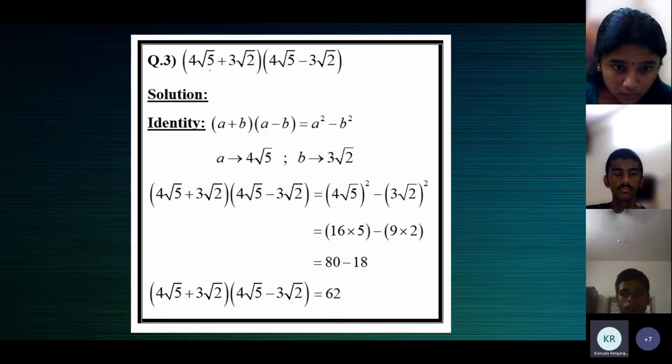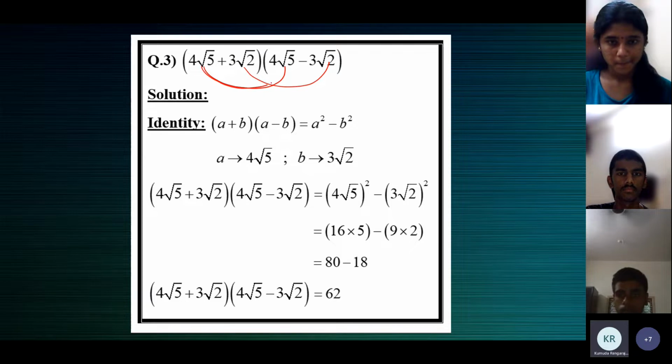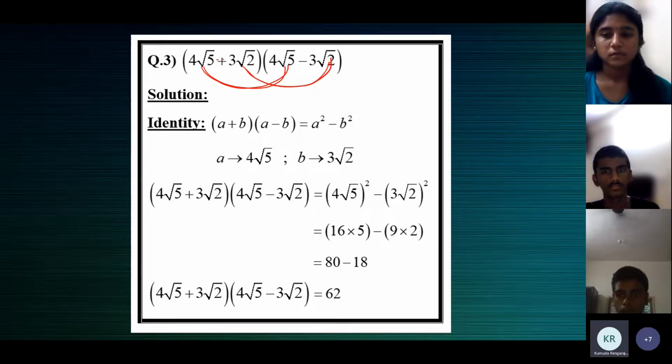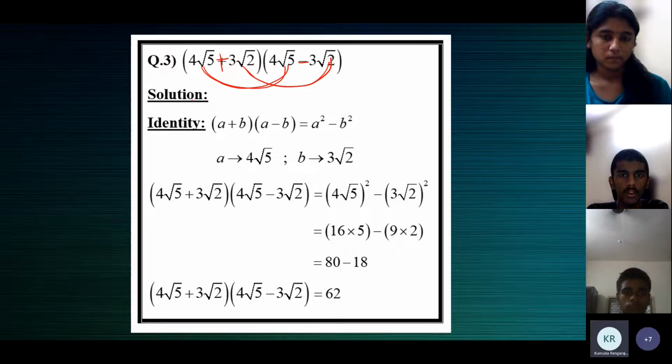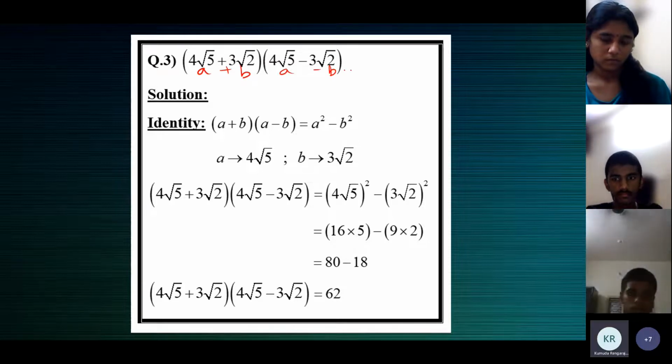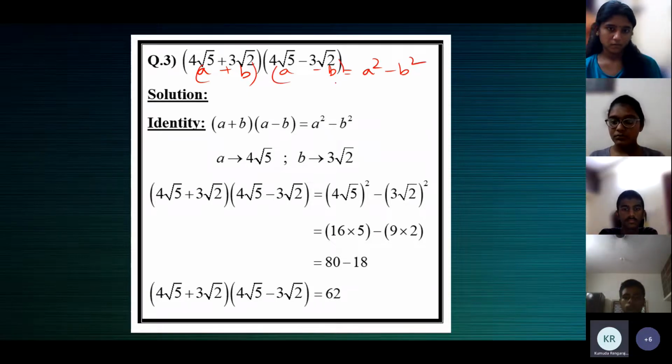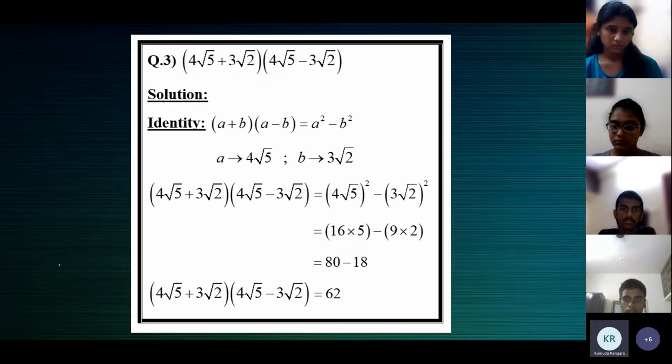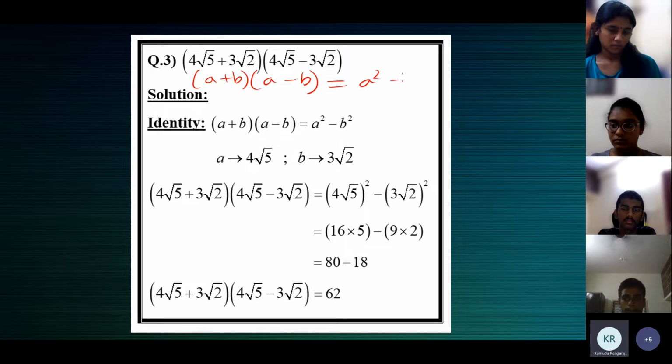Let me make sure. So what you see here is in the two brackets, you have the same terms, 4 root 5 and 3 root 2, separated by a plus sign here, a minus sign here. So this is of the form a plus b into a minus b, which can be simplified using the expression a square minus b square. Because we know that a plus b into a minus b is a square minus b square. So that's what you need to first identify, how the expression looks. The expression is of the form a plus b into a minus b. So the result is a squared minus b squared.